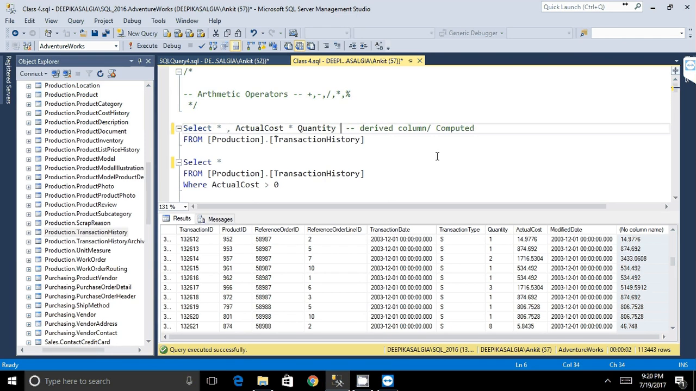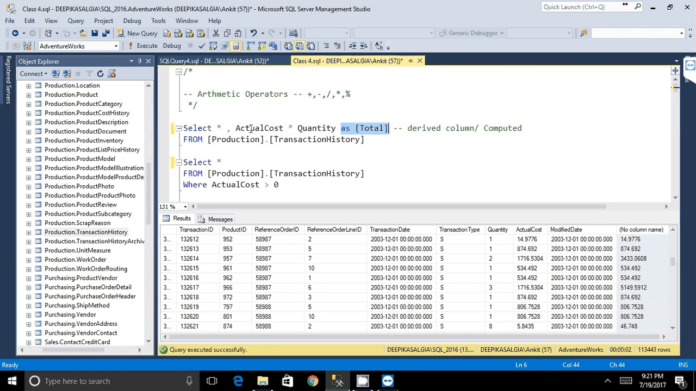Yep, so this is your no column name, right? Because what you're multiplying has no column name. So here you can say as total. Perfect. And then put it in the square brackets. So now, because this column was getting no column name, you say show me as total.